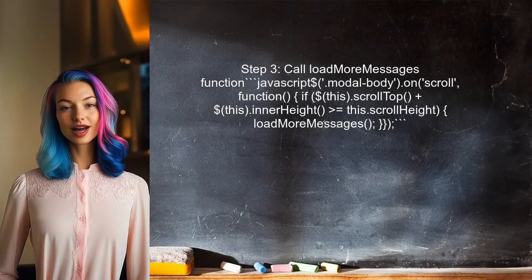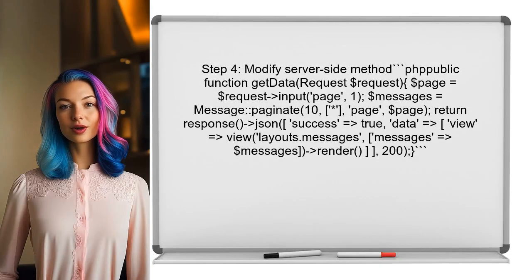Now, the user should call this function inside the scroll event listener when the user reaches the bottom of the modal. This will ensure that more messages are loaded seamlessly. Finally, the user should ensure that the server-side method for fetching messages supports pagination. This means the user needs to modify their existing getData method to accept a page parameter.